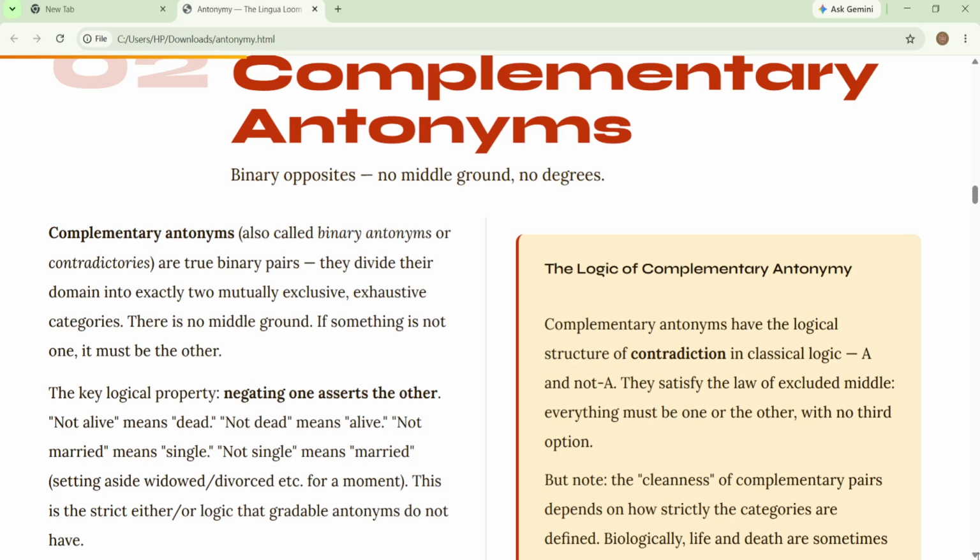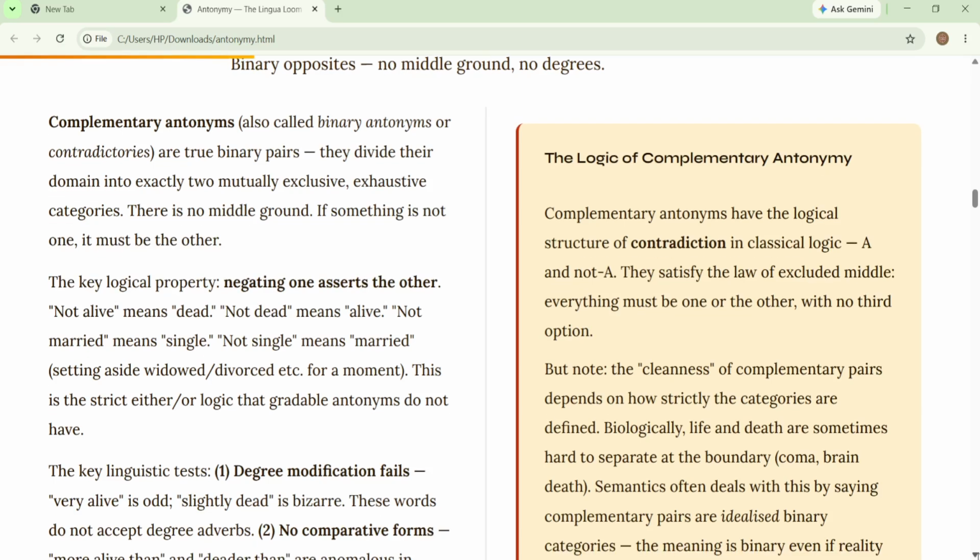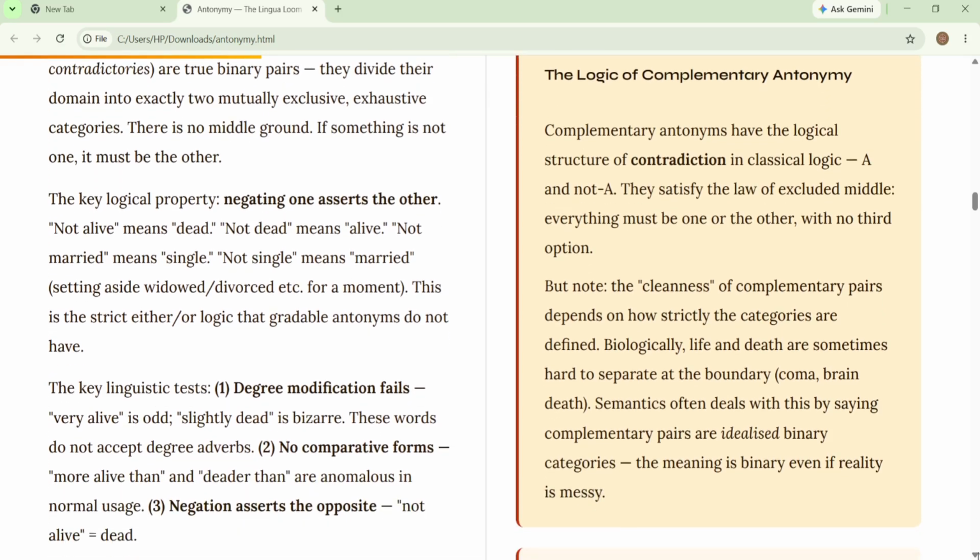So here, not alive means dead, not dead means alive, not married means single, not single means married. So this shows the contradictions. Setting aside widowhood and divorce for a moment, we're not discussing that. This is strict either-or logic that gradable antonyms do not have.